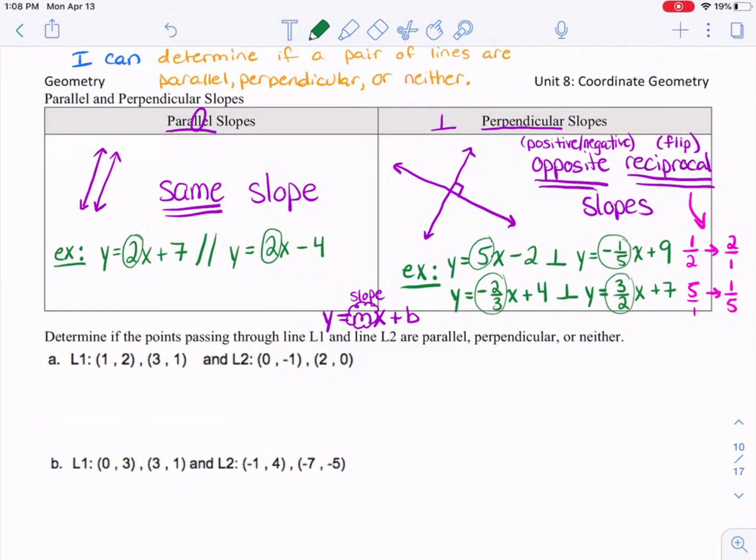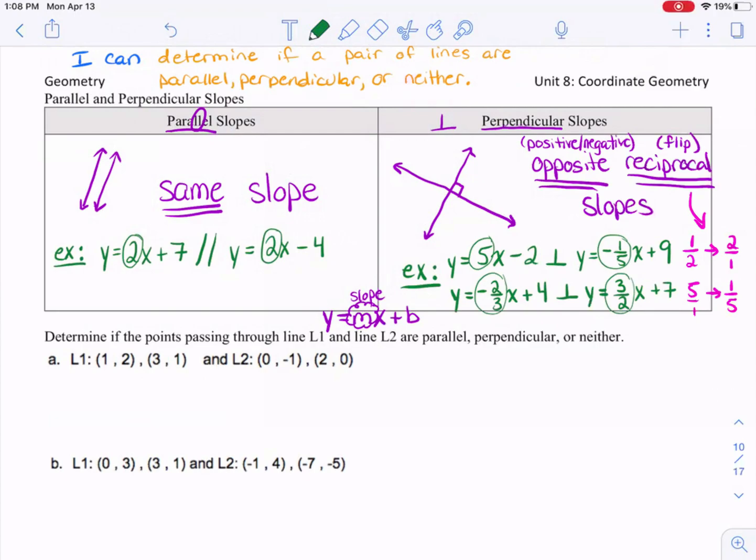That's a fact to memorize. So for those of you who like to make flashcards, you can make a flashcard that says parallel lines should have the same slopes, and another card that says perpendicular lines have opposite reciprocal slopes. Those are two facts for memorization.